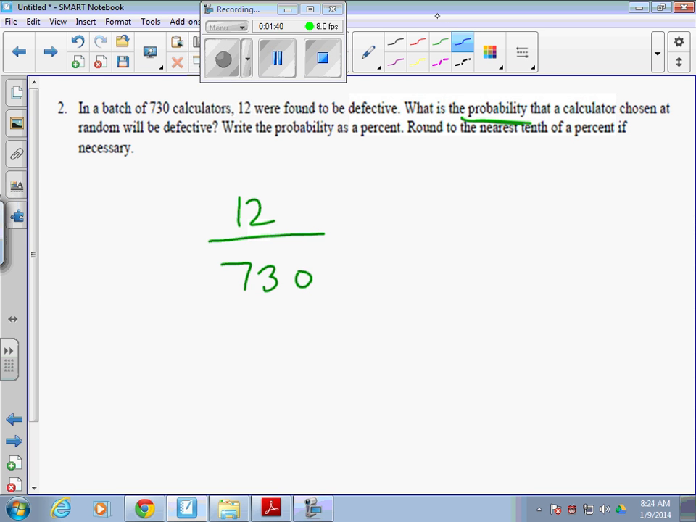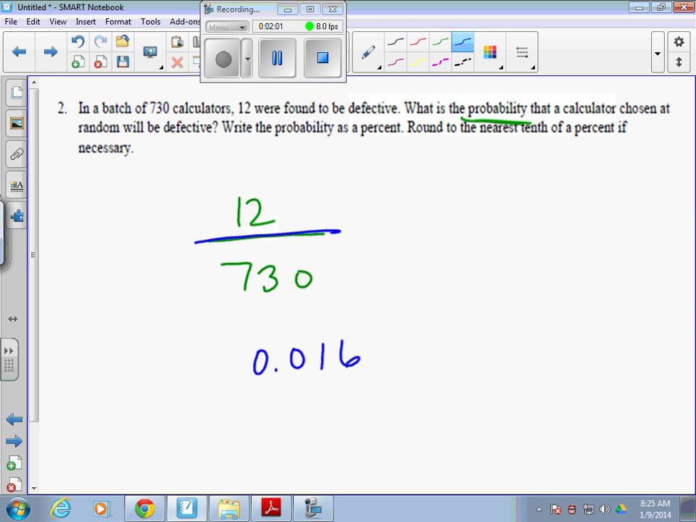So when you divide 12 by 730, that's the probability right there. But it says to write it as a percent. In order to write it as a percent, you have to divide 12 by 730. That's what this line says, to divide. And you get 0.016. And it keeps going after that, but that's what it's going to round to, 0.016.